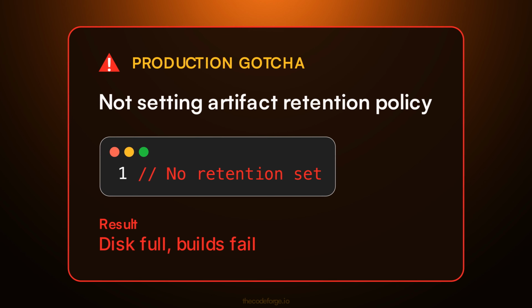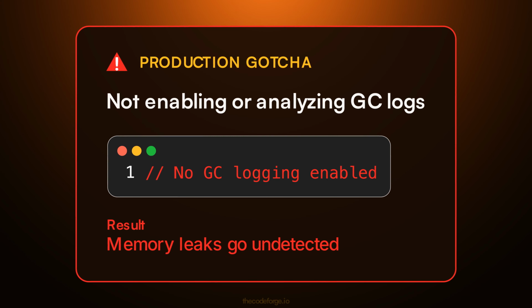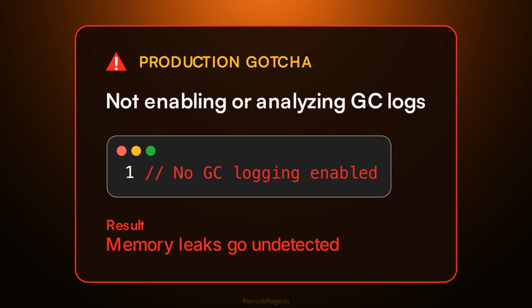Without retention, Jenkins home grows unbounded. Set a retention policy to avoid disk full errors. Without GC logs, you're flying blind. Enable them and analyze regularly.